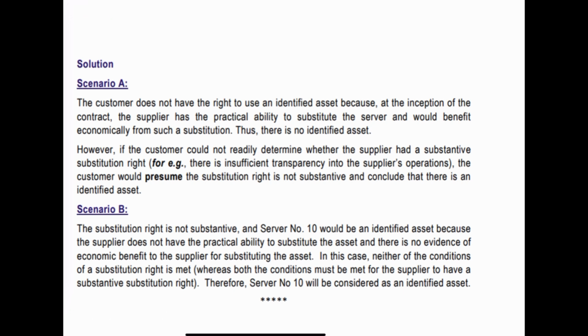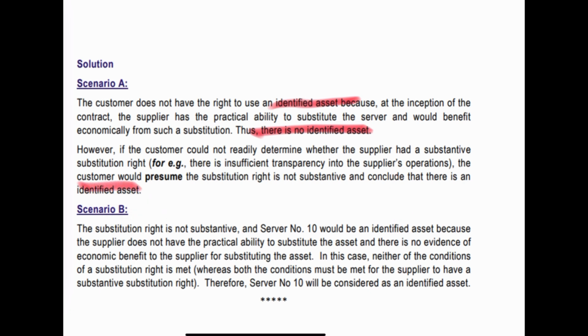So here the customer does not have the right to use the identified asset at the inception of the contract. The supplier has the practical ability to substitute the server, so the server can be substituted, and the supplier would benefit economically from such a substitution. Thus, there is no identified asset. However, if the customer could not really determine whether the supplier has a substantive substitution right, the customer would presume the substitution right is not substantive and conclude that there is an identified asset.